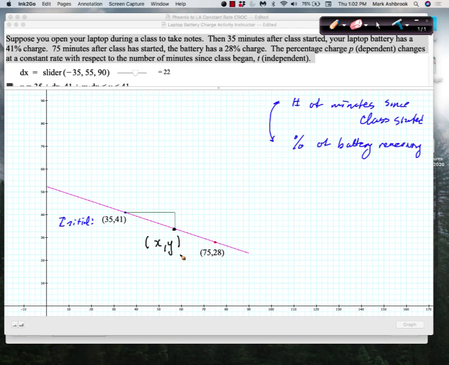Okay, step 1. What do we do first? What comes first? dx. Tell me, Veronica. x minus 35. So what is this saying? The variation in time starting from 35 minutes to any time x is x minus 35.